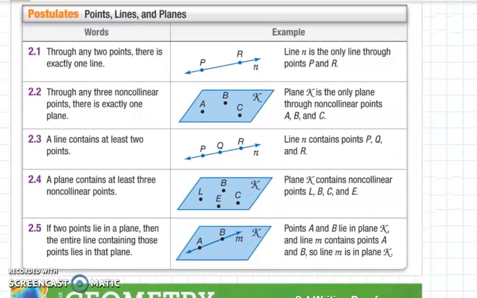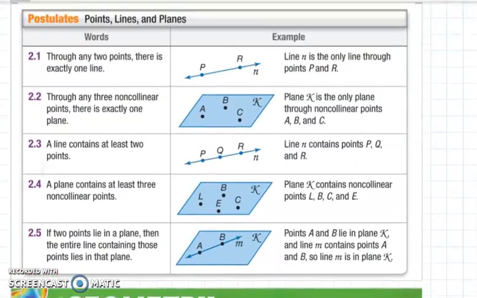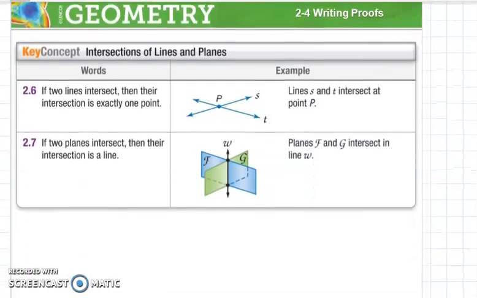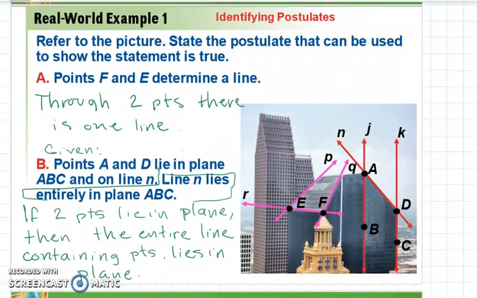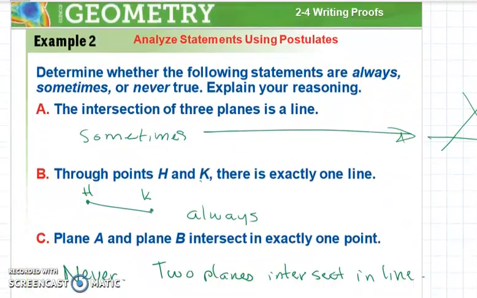I introduced you to these points, lines, and planes. They're on that packet that I gave you. These are all postulates that have to do with points, lines, and planes. Then we talked about how to look at a statement and decide if it's true or false, and to refer to the postulates. So using that to develop our logic. So we did that with these examples as well.